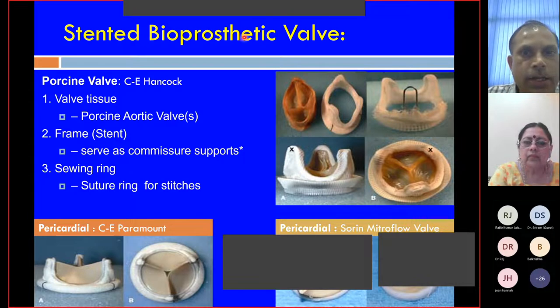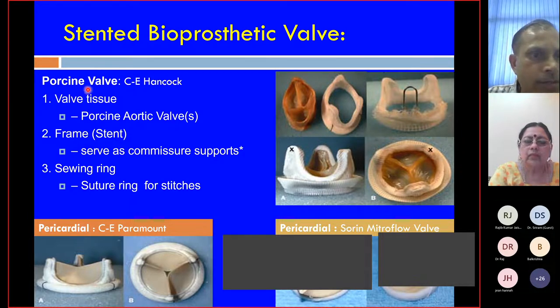The stented bioprosthetic valve can be a porcine valve, where the porcine valve is explanted and mounted on a frame. This frame consists of a metallic stent, which acts as a commissure, and there is a sewing ring, which is sutured to the native annulus. Also, instead of a porcine valve, pericardial tissue can be used for preparing the valve tissue, and it can be mounted on a frame. In that case, it becomes a pericardial bioprosthetic valve.